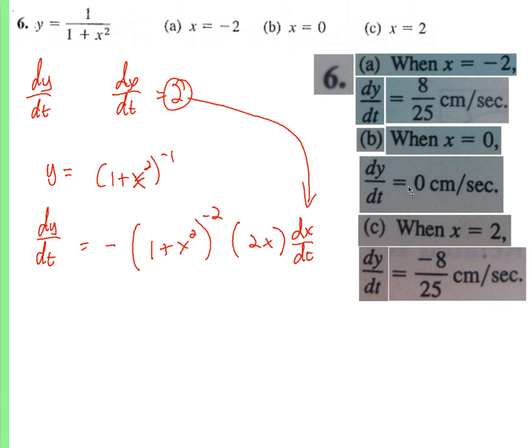Okay, so when x is negative 2, we get 8/25. And then when x is 0, we get dy/dx is 0. And c, when x is 2, negative 8 over 25. Is that surprising? No. Why not? So it's not surprising that we get 0.